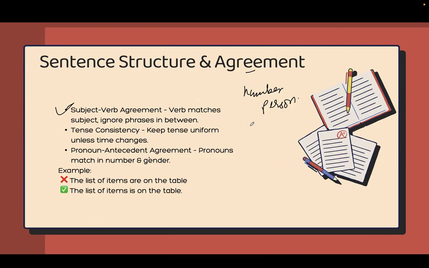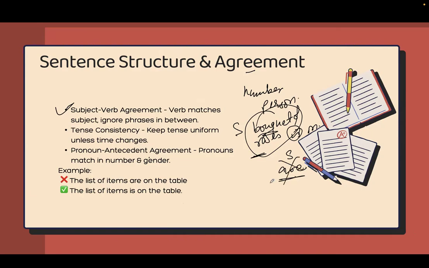If I say the bouquet of roses is on the table, bouquet is singular, so the verb will be singular. Bouquet of roses is basically many roses together, so it does not mean that this is plural. I do not have to write the bouquet of roses are. That will be incorrect. Bouquet of roses is. So always make sure that your subject verb agreement is correct.